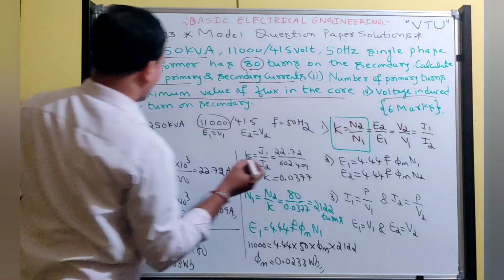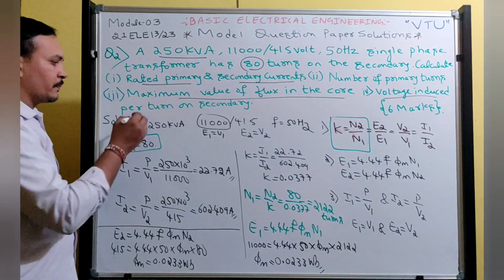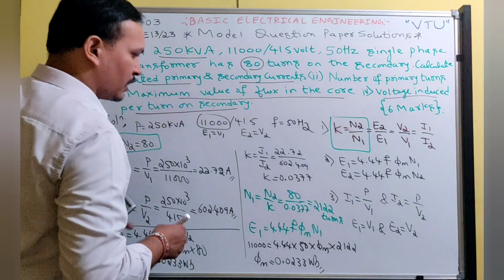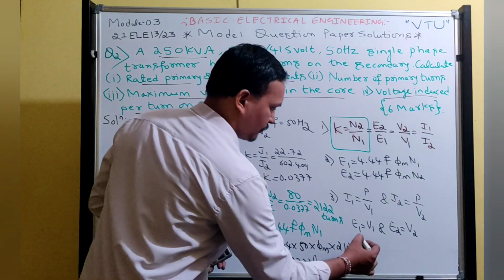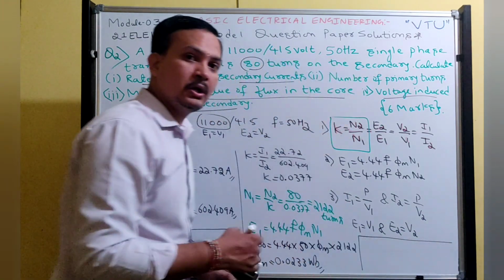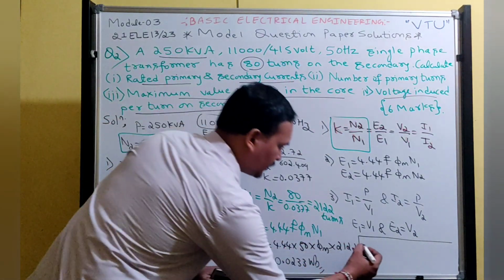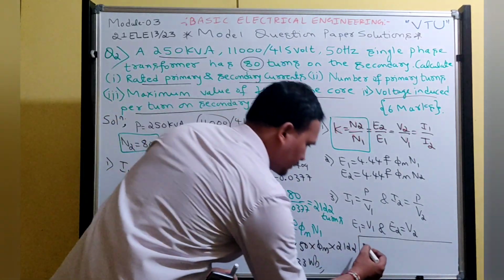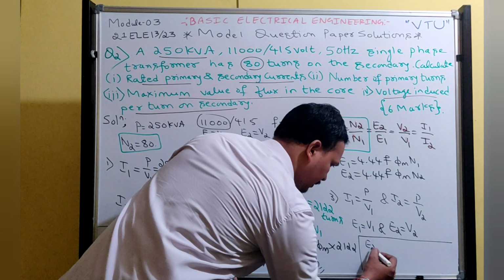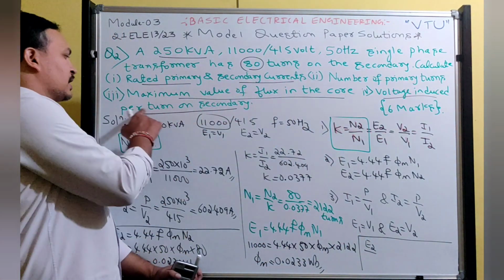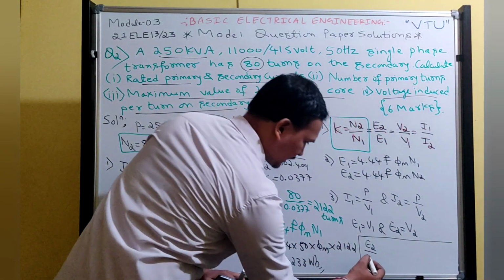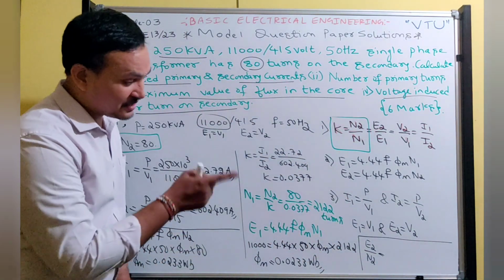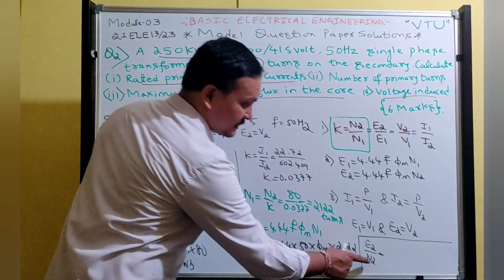The last one is voltage induced per turn on secondary. So for the last one I am going to write here: voltage induced per turn. Which side did they ask? Secondary, no? So for secondary you write secondary voltage. What are they asking? Per turn. For turn you write secondary turns. So this ratio they are asking: voltage induced per turn on secondary.